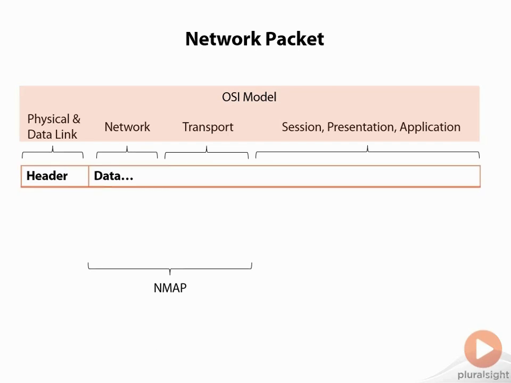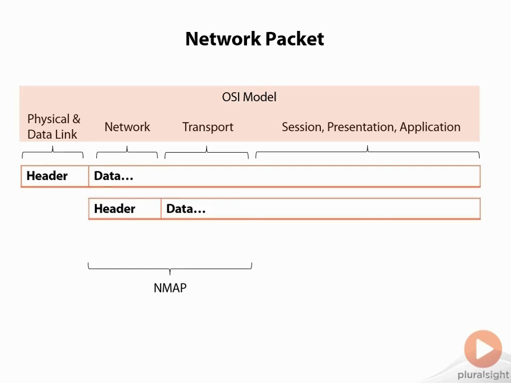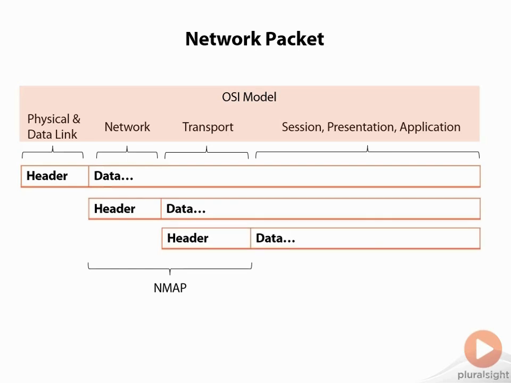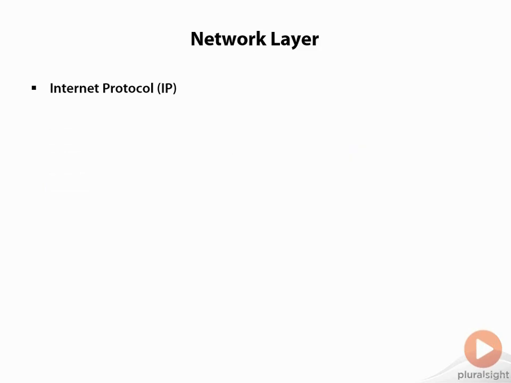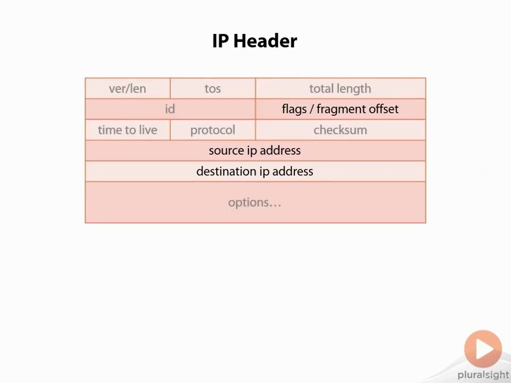The envelope at each layer has a header which contains addresses and other information pertinent to the handling and delivery of the packet at that layer, and then the contents of the packet, which to that layer is just data. Likewise, each nested envelope has its own header and data sections. Let's discuss the network and transport layers. The network layer is responsible for the movement or routing of packets across the network. On the Internet, the Internet Protocol is the protocol in use at the network layer.